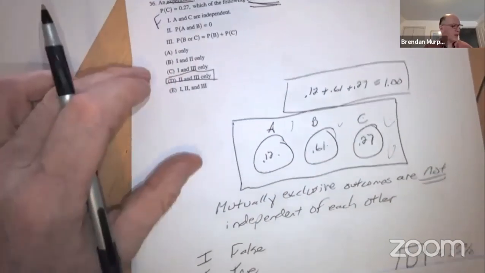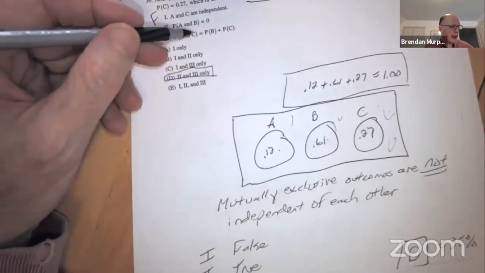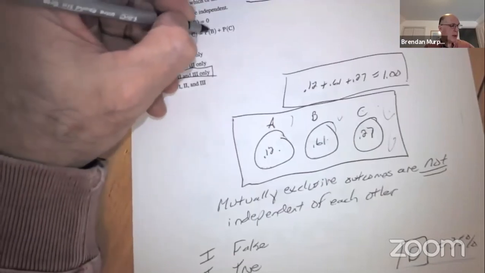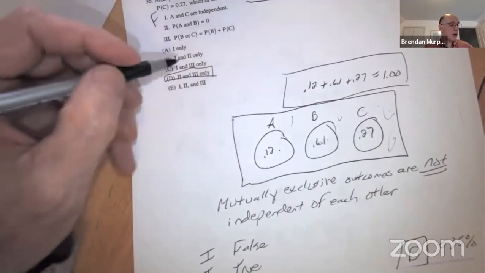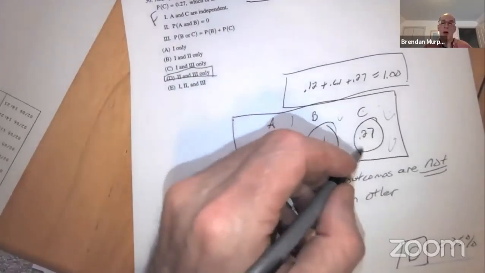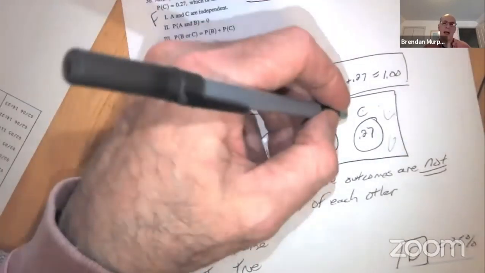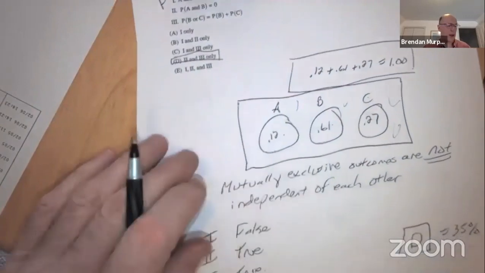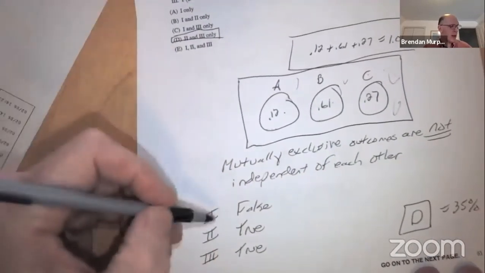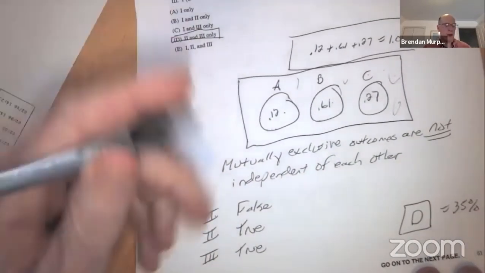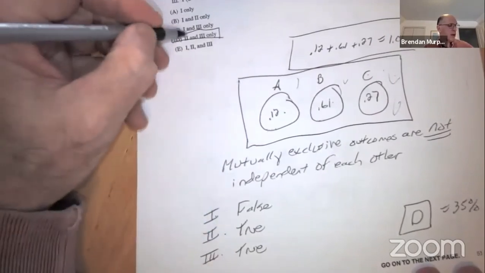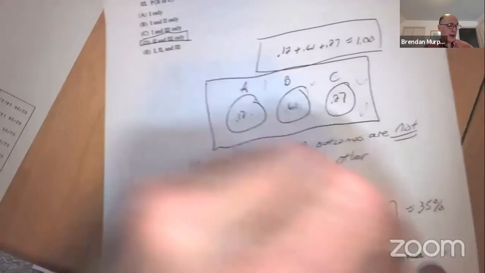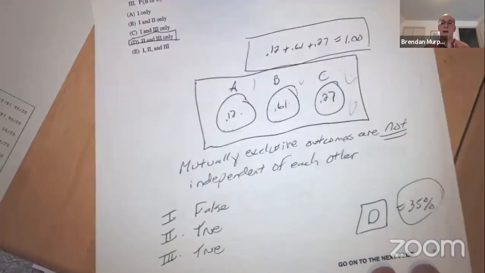That makes sense. The probability of B or C is the probability of B plus the probability of C. Again, that's a true statement only when there's no overlap. If there was an overlap, we'd have to worry about subtracting the overlap, but there isn't. And so Roman numeral 1 is false, Roman numeral 2 is true, Roman numeral 3 is true. So I got D. Now you can see that 35% of the students got that right.